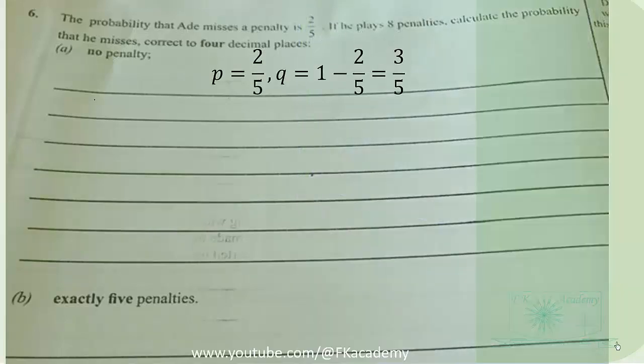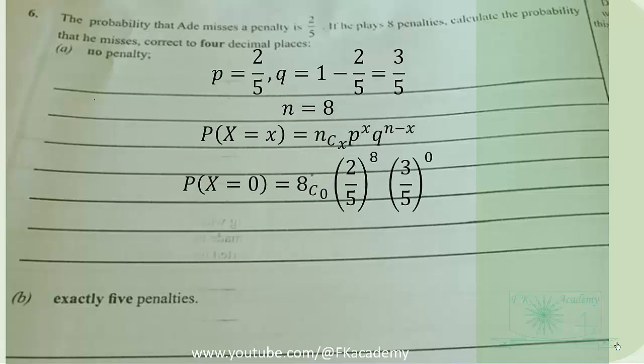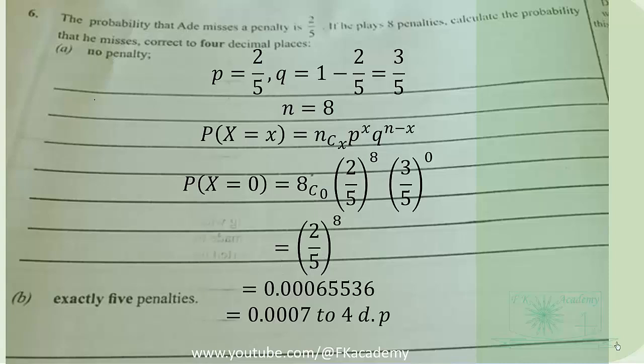So we have P to be 2 over 5, and Q will be equal to 3 over 5, and N equal 8. So we apply the formula with X equals 0, and that will give us the probability to be (2 over 5) all exponent 8, which will give us 0.0065, which to 4 decimal places is 0.007.